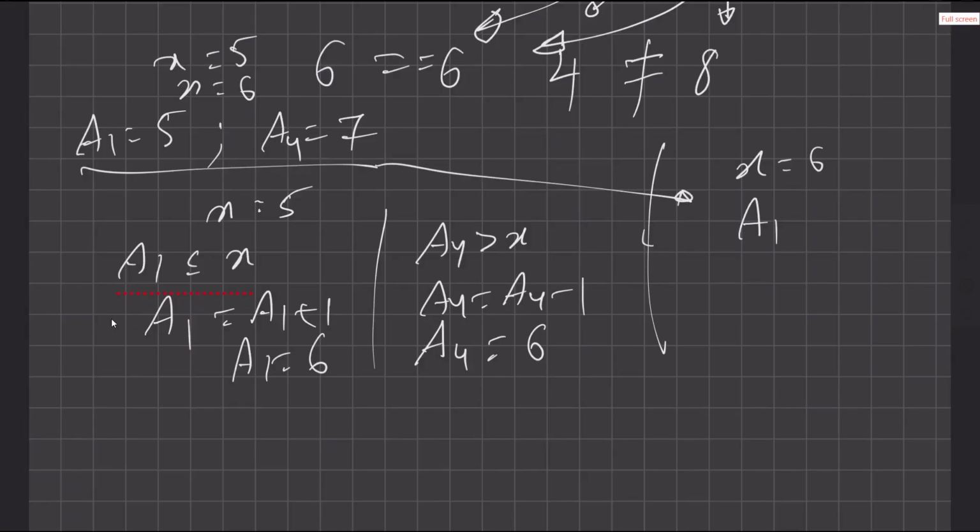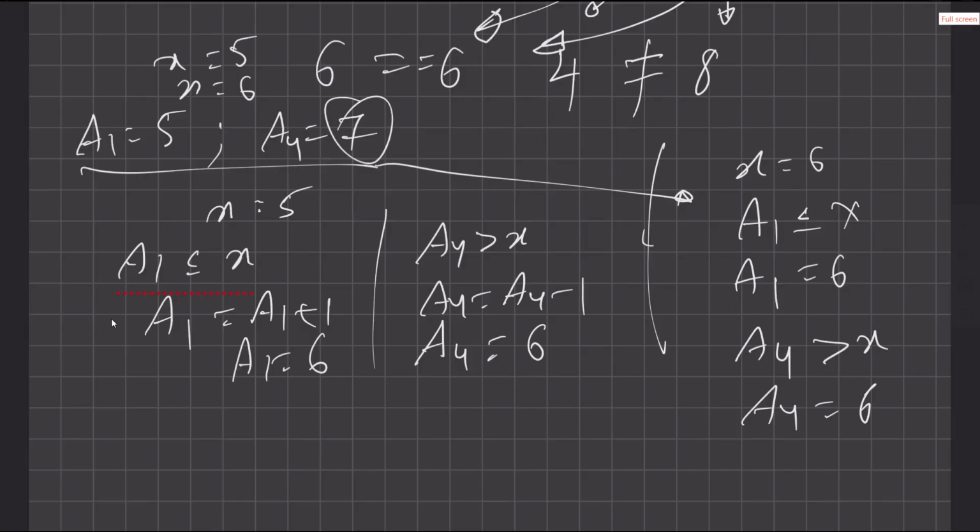Your a1 is lesser than or equal to x, so your a1 is going to increase, which is 6, and your a4 is greater than x, so your a4 is going to decrease, again it is 6. From 7 it is decreased to 6. So one thing I've understood right now: the difference between them has to be 2.